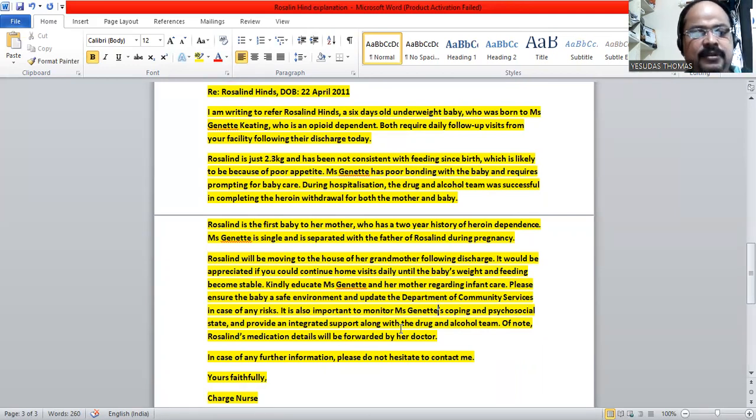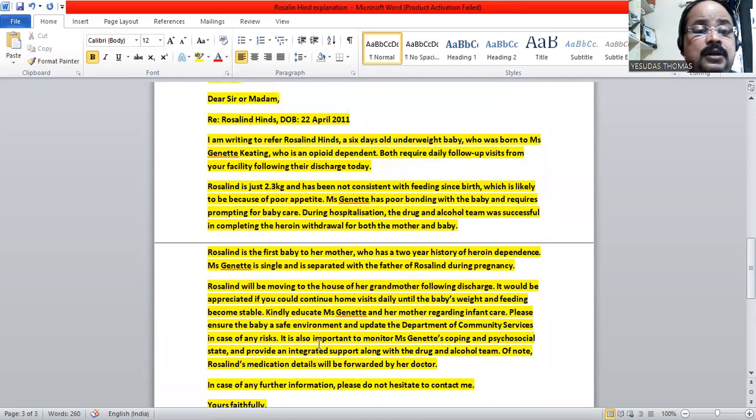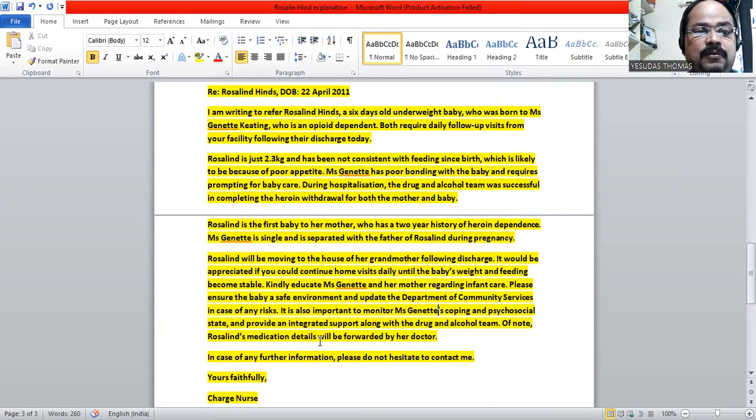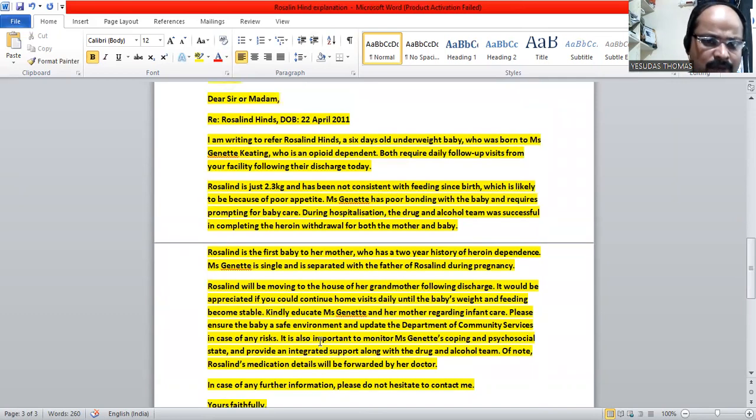In case of any further information, please do not hesitate to contact me. Yours faithfully, charge nurse, maternity ward. So that's it. We don't have any further complication. We have presented the matter. What happened to the child? The background information is given, and then the requirement is given. So that's an explanation here.